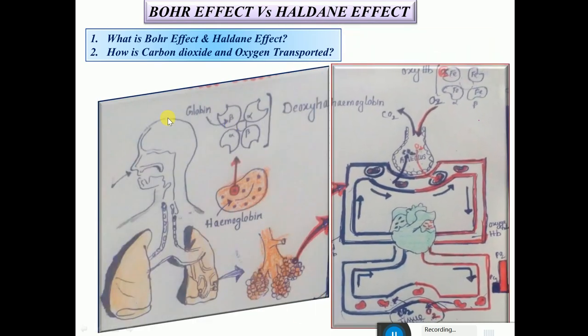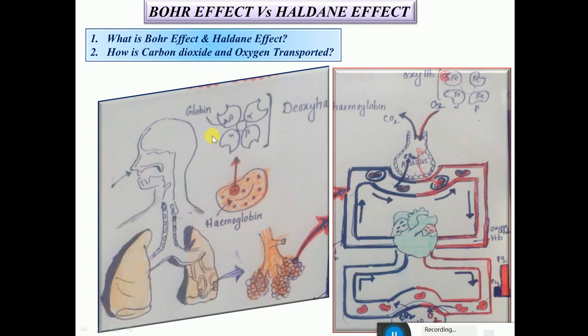Here you can notice these two diagrams carefully. In the human respiratory system, once air enters the lungs, it usually contains a high partial pressure of oxygen, that means a high amount of oxygen compared to carbon dioxide. At the same time, in the lungs also the partial pressure of oxygen is very high.